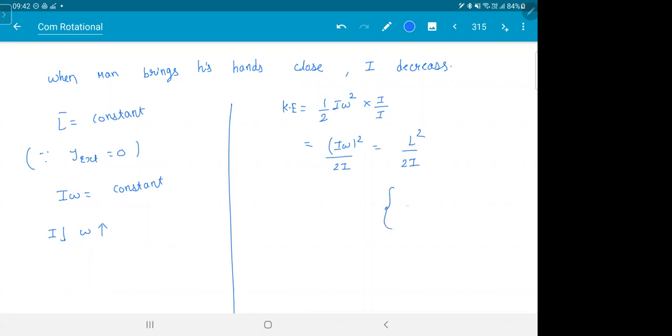If you see, we have a quite similar formula in linear motion. Kinetic energy is momentum square by 2m. Remember this? So we get the same formula here, L square by 2I. But here L is constant. So kinetic energy is inversely proportional to moment of inertia. So if I decreases, what will happen to kinetic energy? Increases. That is how you know. Because see, in half I omega square, omega is increasing and I is decreasing, so that overall quantity is increasing. This is a better way to figure it out. So kinetic energy is L square by 2I. L is constant. If I decreases, kinetic energy increases.